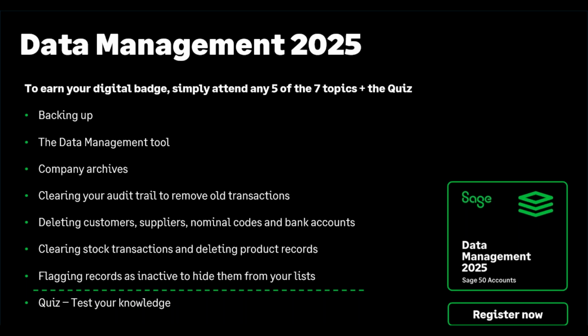Preferably you join all of them, because all of them have brilliant tips and hidden bits of knowledge inside. But once you've attended 5 of 7, 6 of 7, 7 of 7, whichever, you must attend the quiz. It is mandatory to be at the quiz. That's what unlocks the badge to be sent out to you. So today, installment 4, clearing your audit trail.